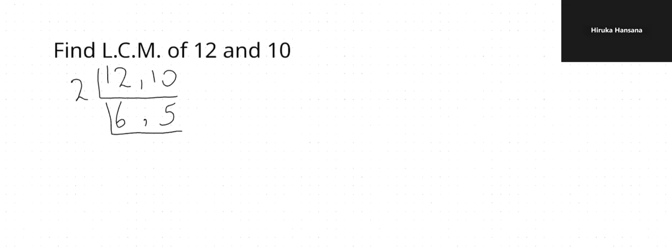So is 6 still divisible by 2? Yes, 6 is still nicely divisible by 2. So you have to still use 2. So when 6 is divided by 2, answer is 3. Is 5 nicely divisible by 2? No, 5 is not nicely divisible by 2. So we are not going to make any change to it. Keep it as it is.